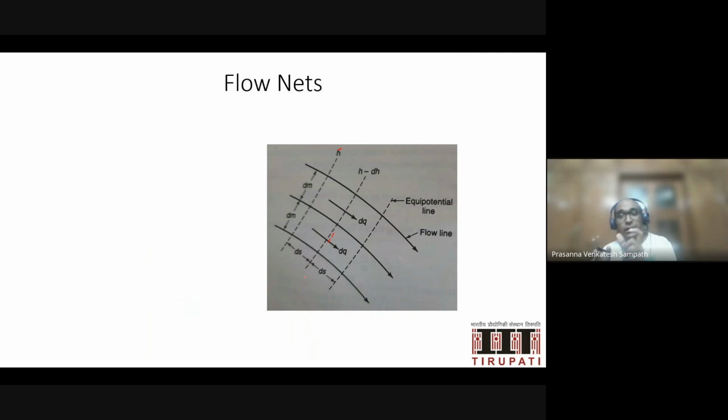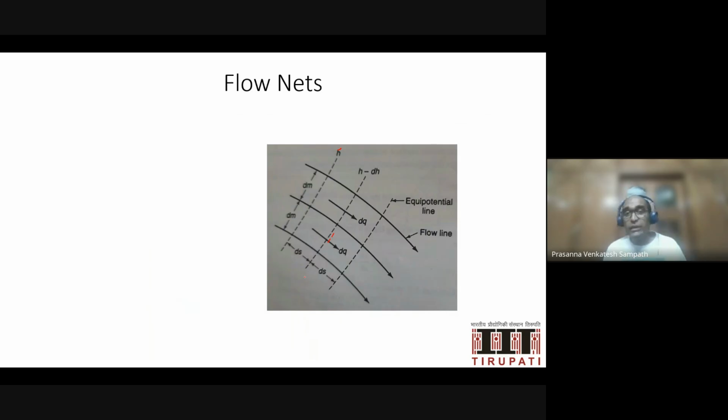The difference between any two consecutive equipotential lines, the difference in heads between them, will always be, we try to maintain it, not try to maintain it, it's always maintained equal. I'm not saying that the physical distance between those two lines is the same. I'm saying the head difference between two successive equipotential lines is maintained the same way.